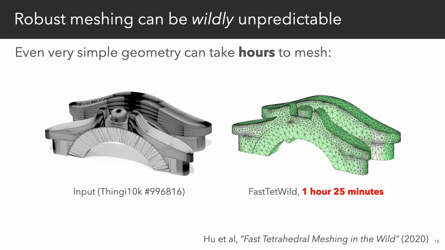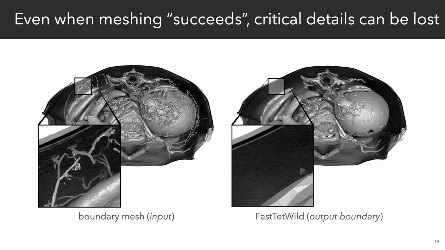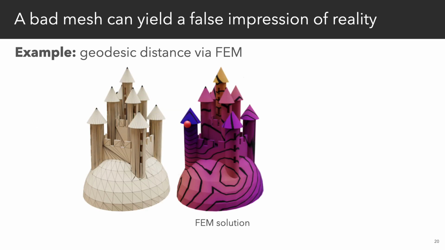Even with the latest and greatest tools, you run into situations where it can take hours to generate a tetrahedral mesh for a model with relatively simple geometry. And even if the meshing algorithm terminates, it can come at a cost, like missing important details, like vessels in a 3D model of the heart, that completely change the meaning of a PDE solution, modeling, for instance, oxygen or blood flow. A bad mesh can also provide a false sense of reality.